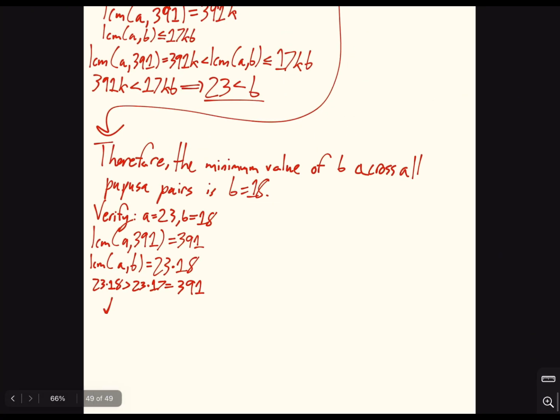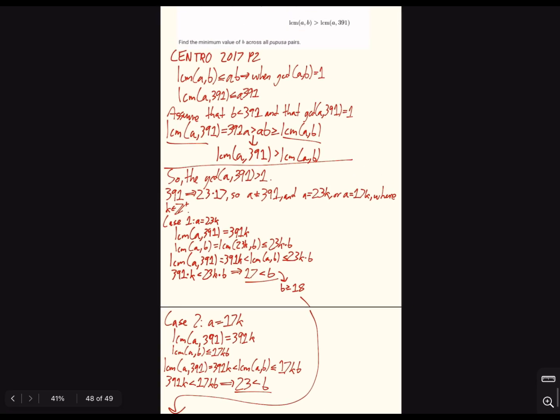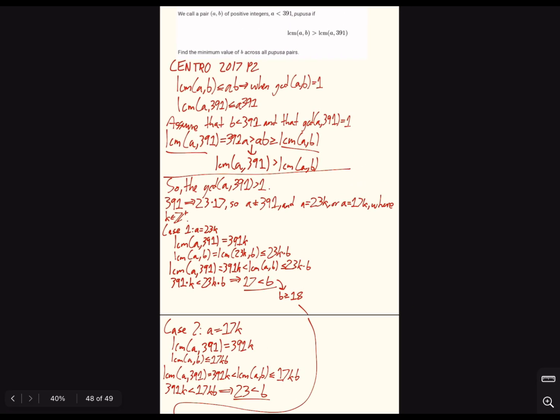That's basically the entire thing. And there are some trivial cases for when a is equal to 1 and stuff like that, but I don't think it's necessary to prove it.